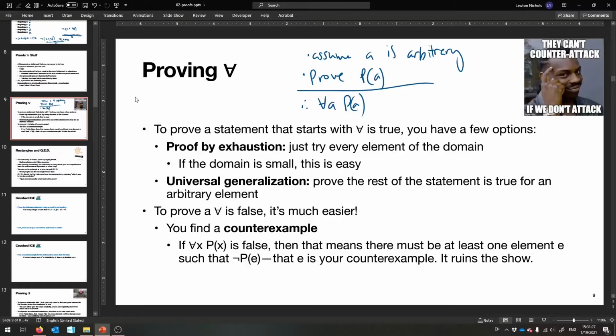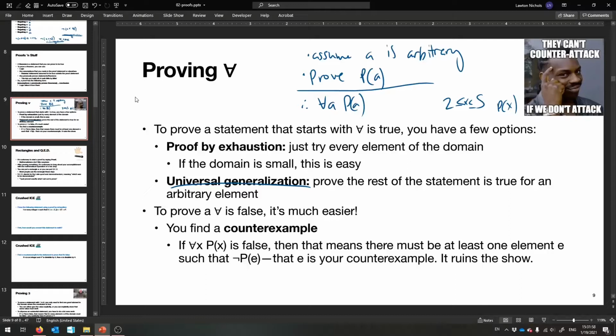So here are your options. The first thing that you can do, the easiest thing that you can do probably, to prove a for all quantified statement is just try every element of the domain if it's small and finite. Okay, it's like, every element x between 2 and 5 inclusive has this property. That is super easy to prove. You just try them all and you have a for all out of that. Okay, that's easy.